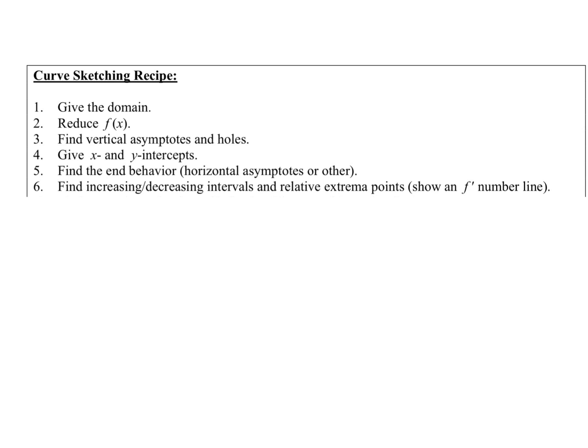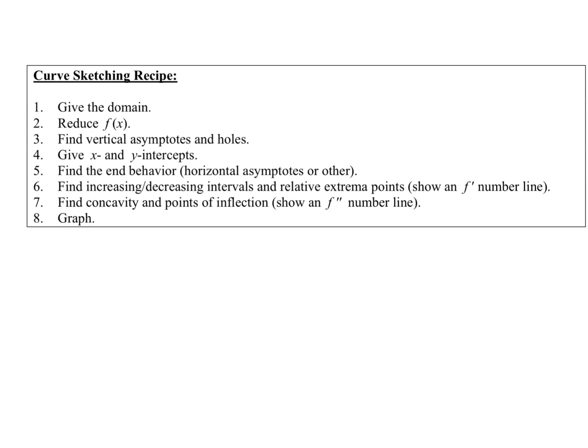Okay. Increasing and decreasing intervals, and then find the minimum and maximum. So when it says show a first derivative number line, that's where we're talking about positive on this side, negative on that side, and that kind of thing. And then concavity based on the second derivative. So now we're making a second derivative number line so that we can determine points of inflection. And then you're going to graph.